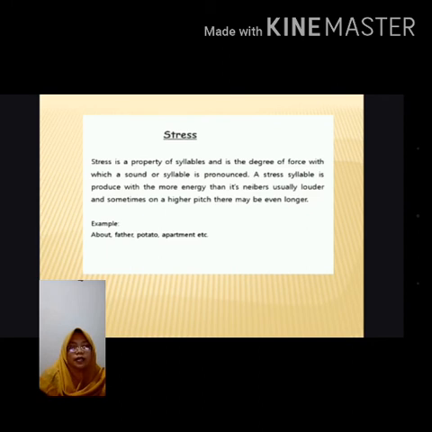Next, stress. Stress is a property of syllables and is the degree of force with which a sound or syllable is pronounced. A stressed syllable is produced with more energy than its neighbors, usually louder and sometimes on a higher pitch. It may even be longer. For example, about, father, potato, apartment, and so on.